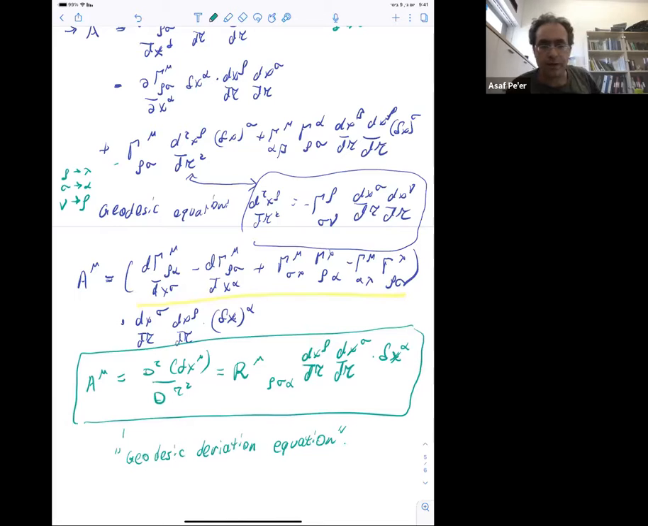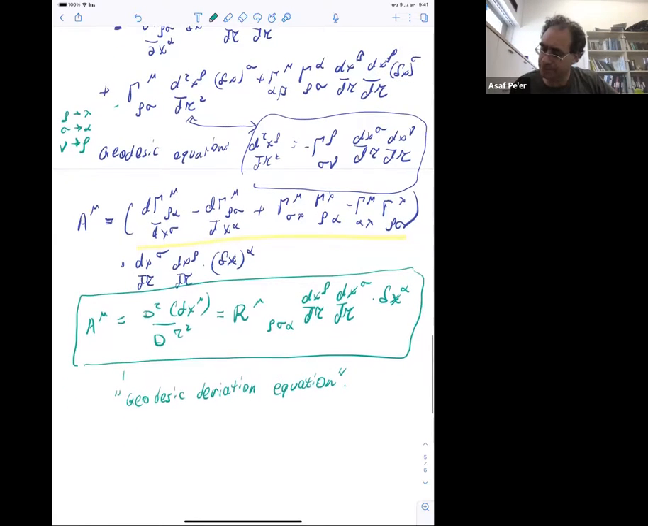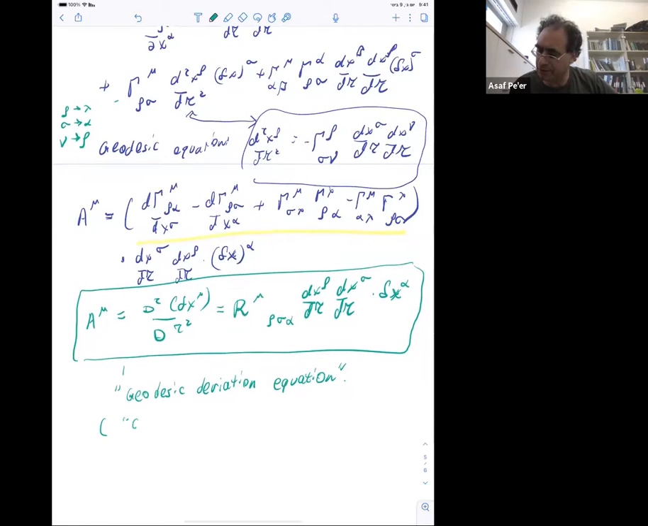The interpretation would be, of course, that this difference in acceleration at nearby points is really what we call tidal gravitation. Oh, sorry, tidal force, gravitational tidal force. All right. So physically, this is the gravitational or tidal forces due to gravitation.